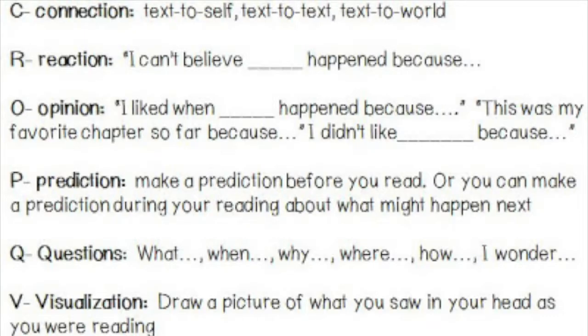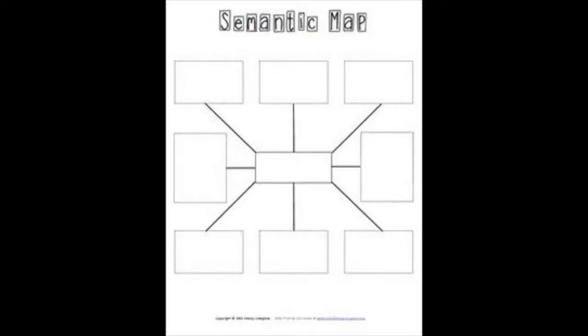At the end of the week, they'll collaborate and decide on the chapter's theme, or maybe pick a few different themes that the students have seen throughout the chapter. And then they'll create a CROPQV chart, which stands for connection, reaction, opinion, prediction, questions, and visualize. This allows them to share their personal thoughts and rethink what happened in that chapter, thus enhancing their reading comprehension.